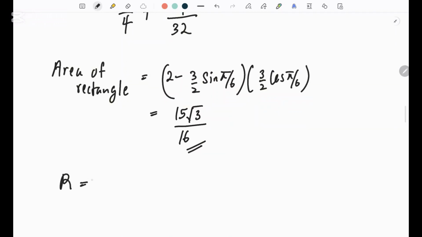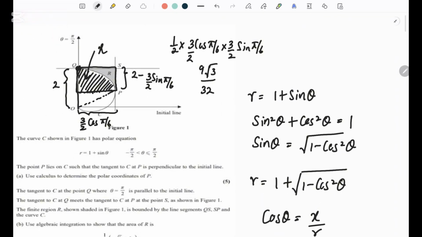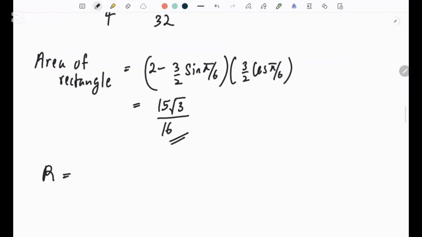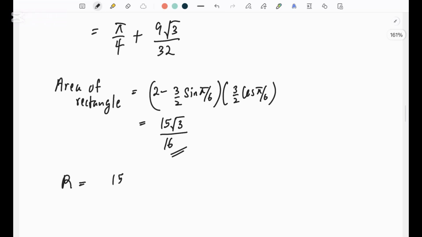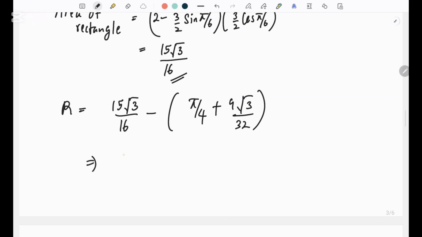Now to find r, what should you do? Subtract the area of the rectangle from this shaded region, right? So then r equals 15 root 3 over 16 minus pi over 4 plus 9 root 3 over 32. This gives me 21 root 3 over 32 minus pi over 4.